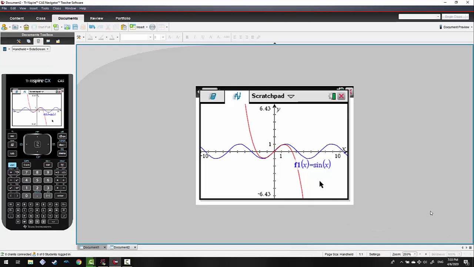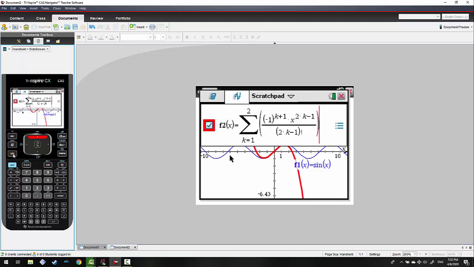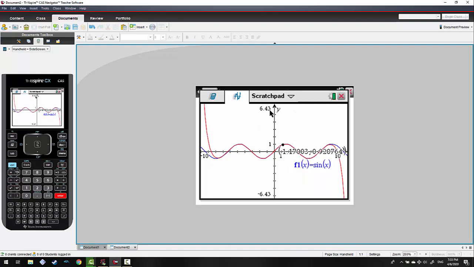So no surprises here. We've seen this graphic before. I have my sine curve. I have my summation right here. Since I'm only going from 1 to 2, we're not totally accurate. But if I make it suddenly 10, we're looking really, really accurate.